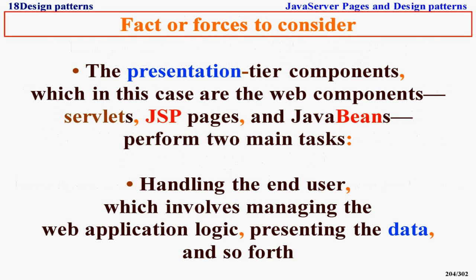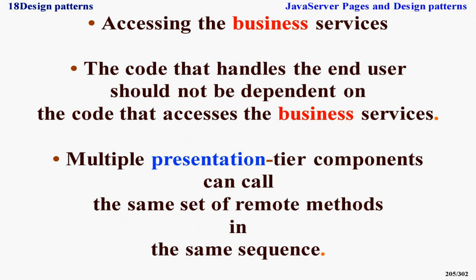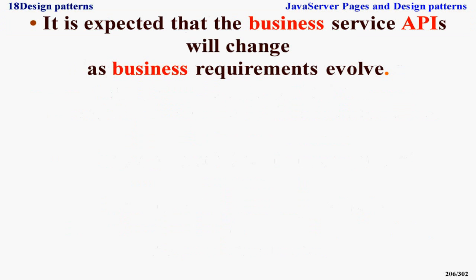Factors or forces to consider. The presentation tier components, which in this case are the web components (servlets, JSP pages, and Java beans), perform two main tasks: handling the end user, which involves managing the web application logic, presenting the data, and so forth; and accessing the business services. The code that handles the end user should not be dependent on the code that accesses the business services. Multiple presentation tier components can call the same set of remote methods in the same sequence. It is expected that the business service APIs will change as business requirements evolve.